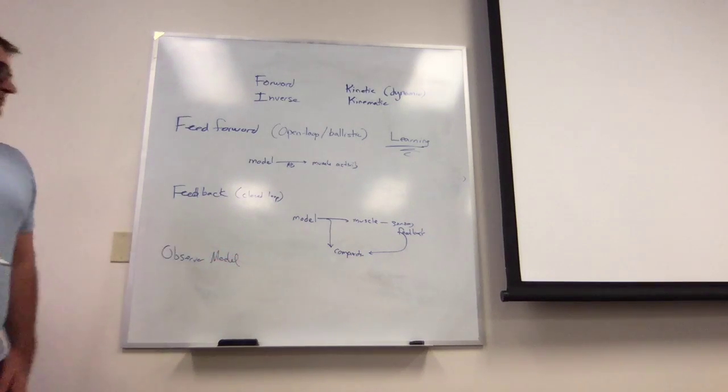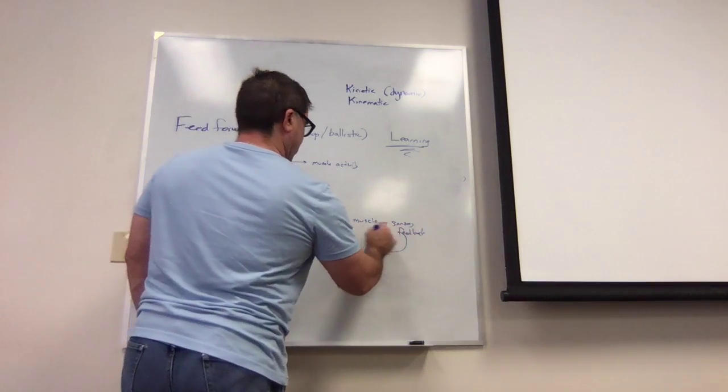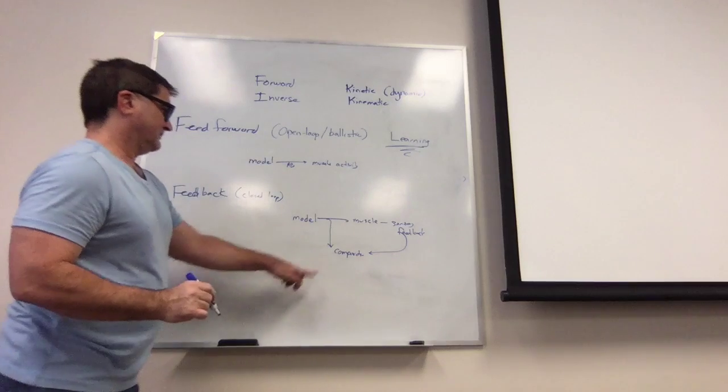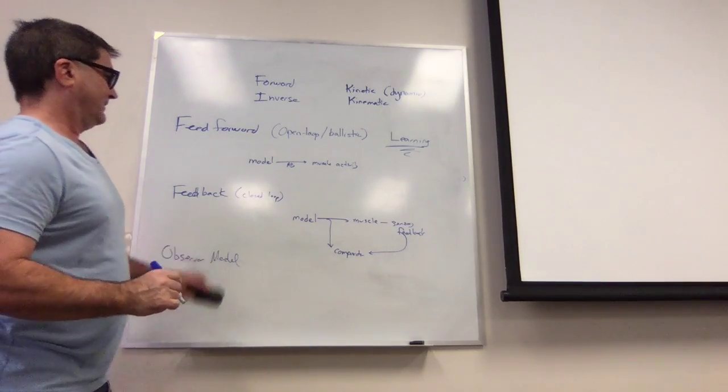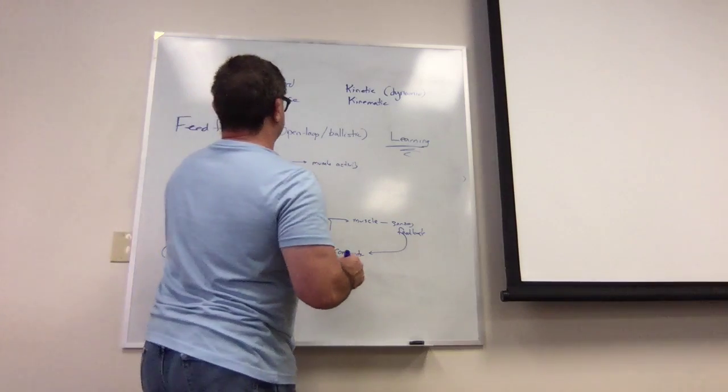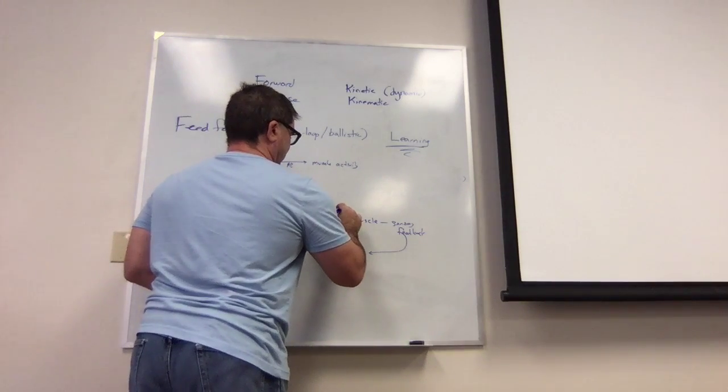What is underneath of that line? No, in the feed forward. Oh, closed loop? No. Observer? Oh, yeah. Exponentials. Yeah, so it's some sort of signal, right?